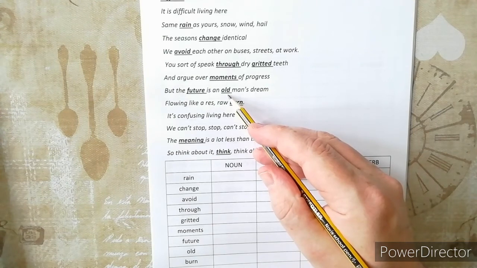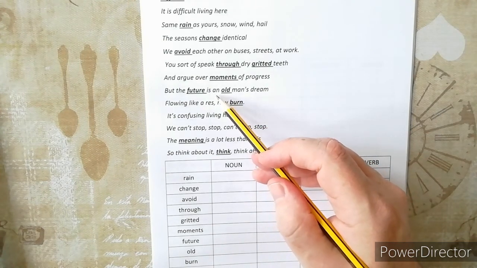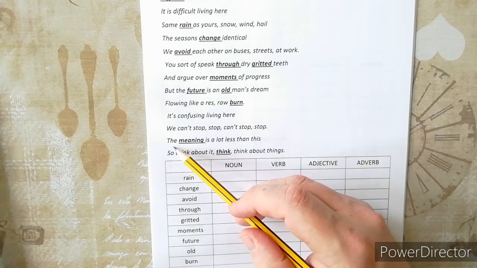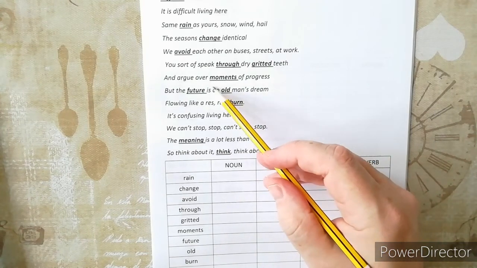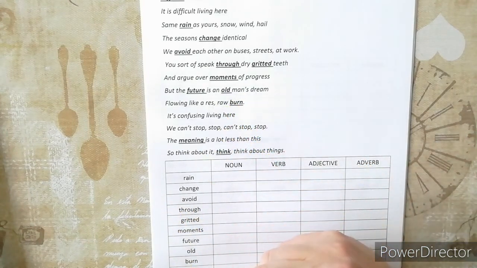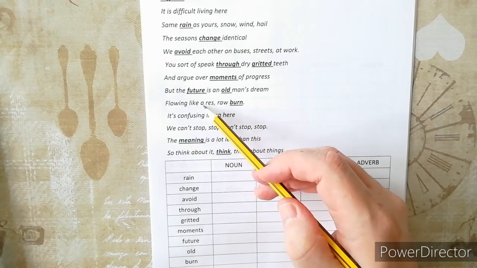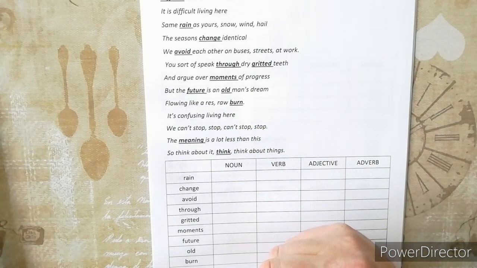Old, that's an adjective. And an, that's your indefinite article. But like the was the definite article. An old man's dream. So see, when you see an or a, that's telling you there is a noun about. Just like here, look, flowing like a burn. Okay.